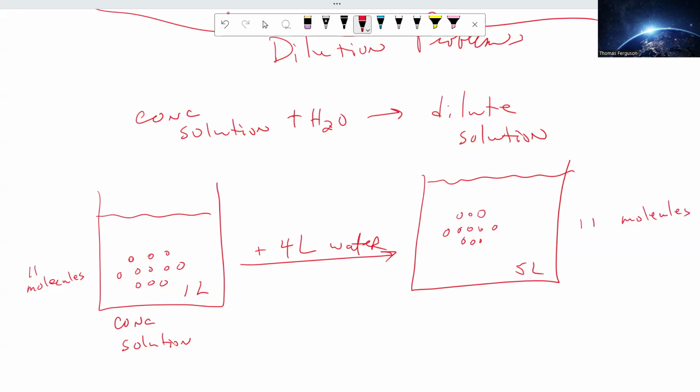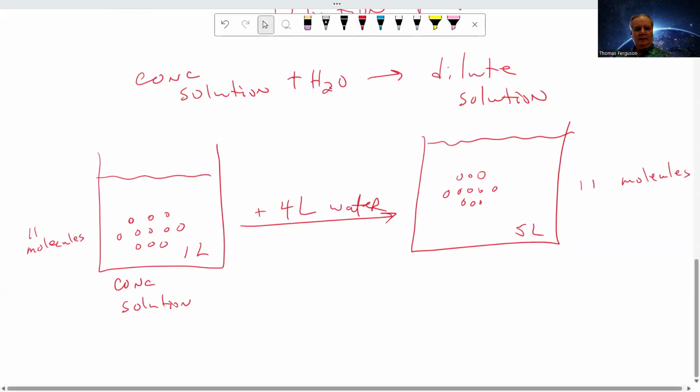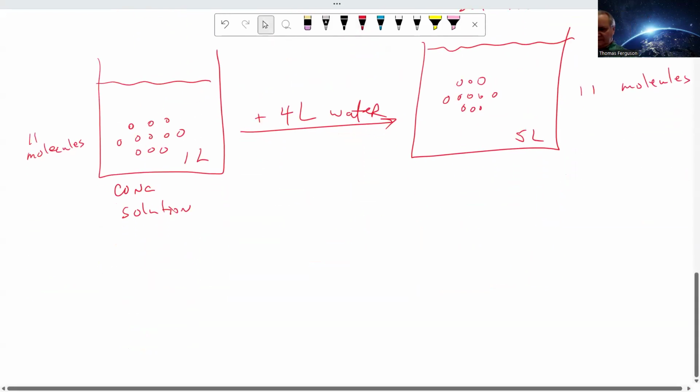All we've done is we put in extra solvent, or water in this case. Does this make sense? So if I have 11 moles of solute, how many moles do I have over here? The same, 11 moles. So let's look at a dilution problem.